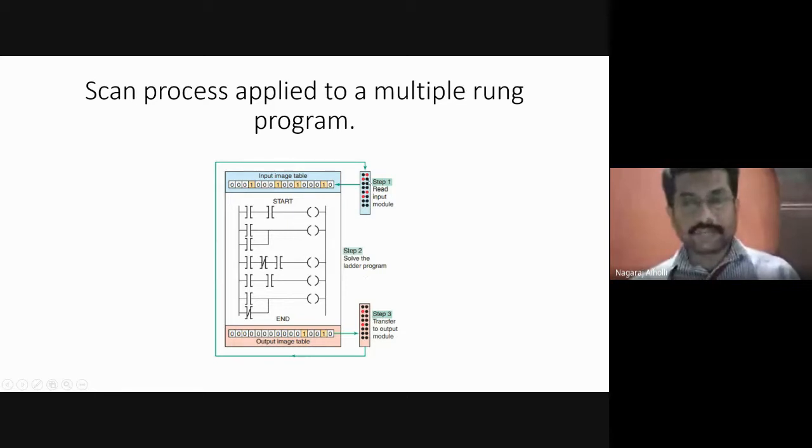So you are inputting from the input module, then the status is stored, the ladder program executes, outputs the status, stores it in the output image table, then that is transferred to the output module to control the output field devices.